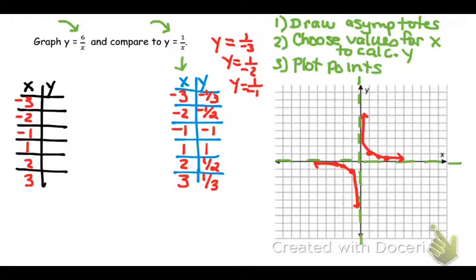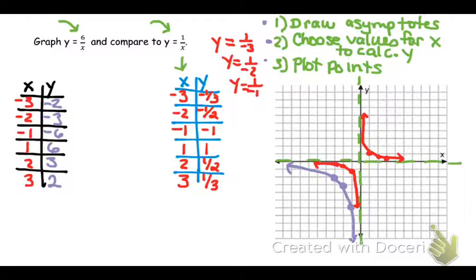Again, we drew our asymptotes. We're choosing values for x to calculate our y, but we want to make sure our denominator never equals 0, and then we're going to go ahead and plot our points. I chose -3, so that's going to be -2. Then we end up with -3. 6 divided by -1 is -6. 6 divided by 1 is 6. 6 divided by 2 is 3, and then 2. So we're going to plot our points and connect them.